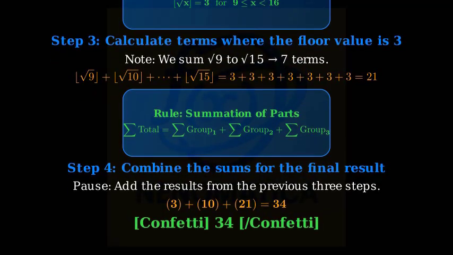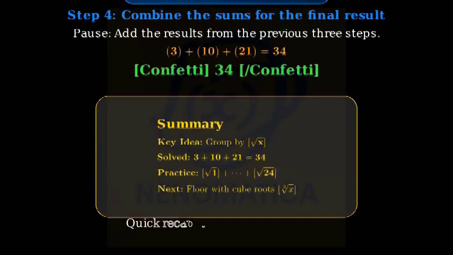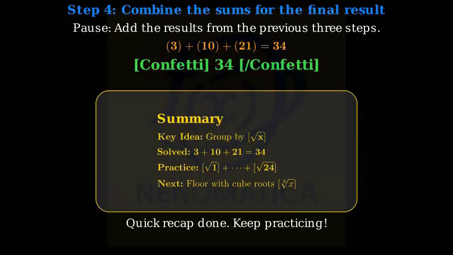Now, we wrap up with a concise summary. Counterclockwise arrows button, quick recap done. Take a moment to write your own grouping for 24. Ask questions anytime. And keep practicing.